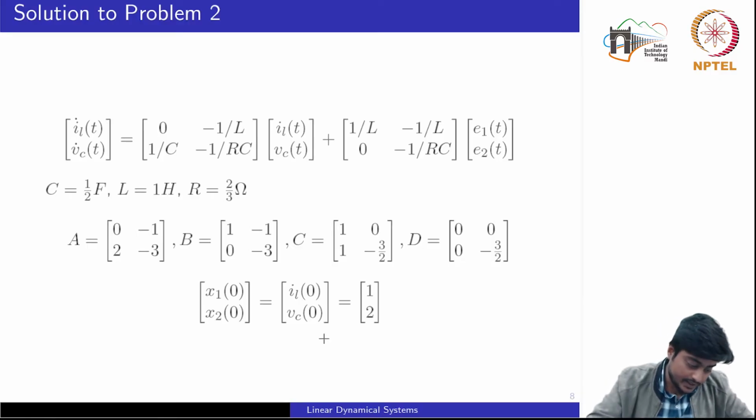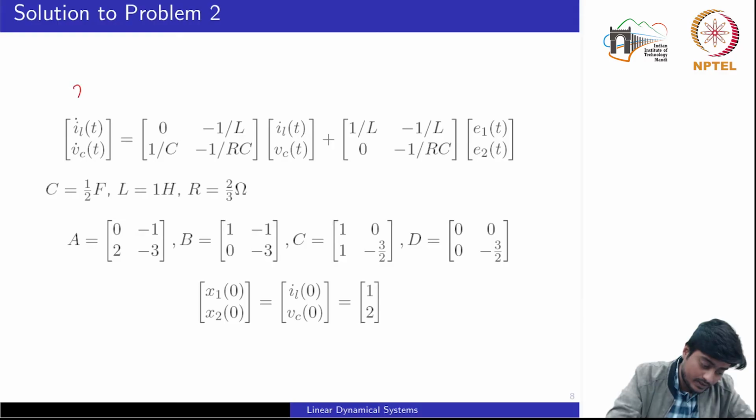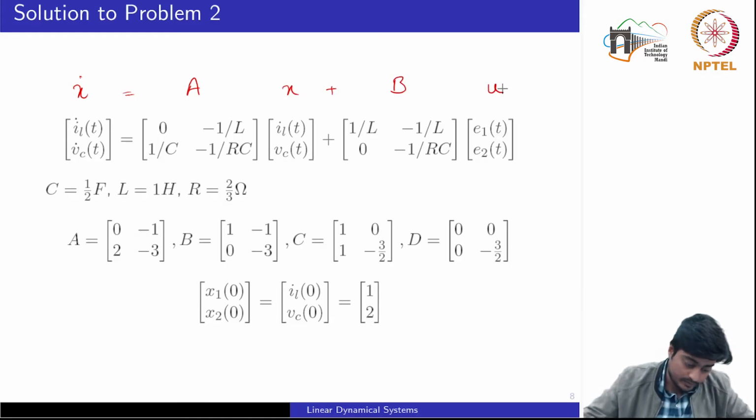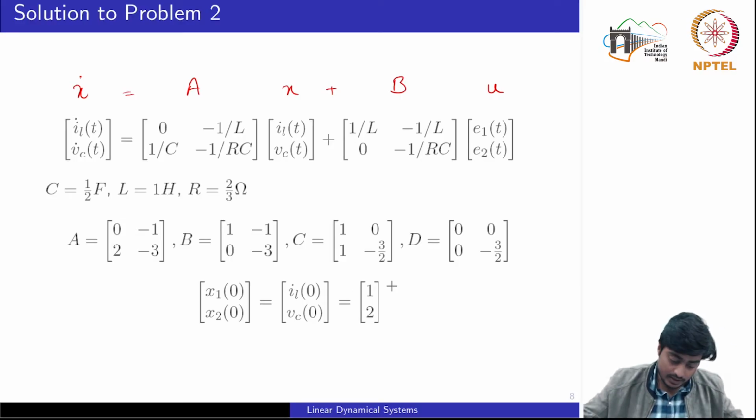Again, writing the state space equation into a similar form, where we have x dot equals A x plus B u, and putting in these numerical values that we have specified in the problem itself, we obtain the A, B, C, D matrices as these, and the initial conditions are also provided to us.